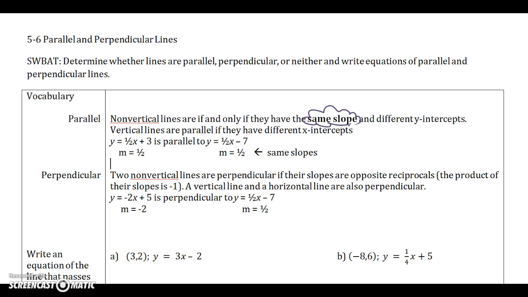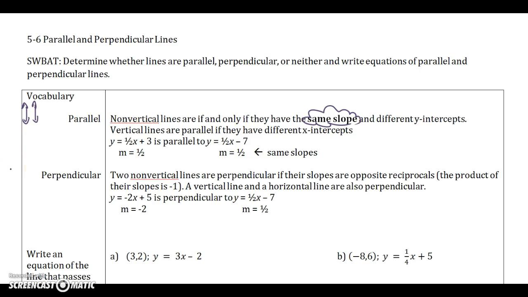Vertical lines are parallel if they also have different x-intercepts. So vertical lines, remember, are like this, and you just have to make sure that you have different x-intercepts in order for them to be parallel.